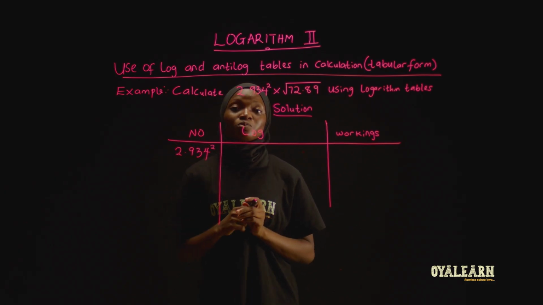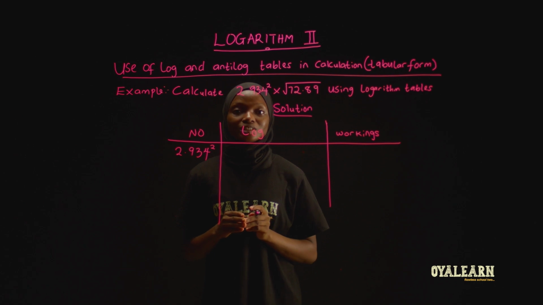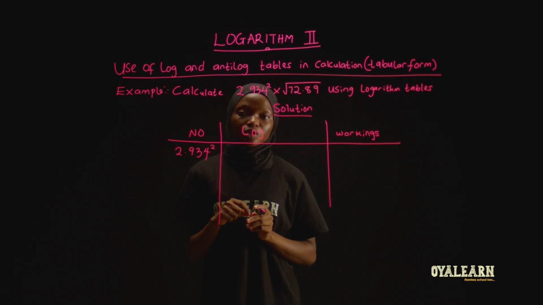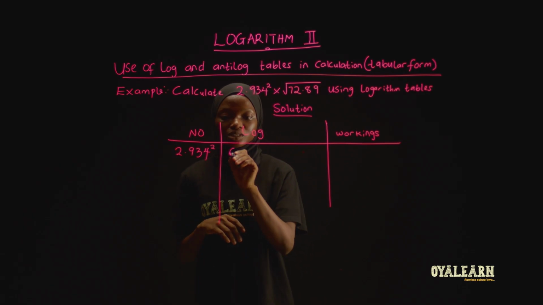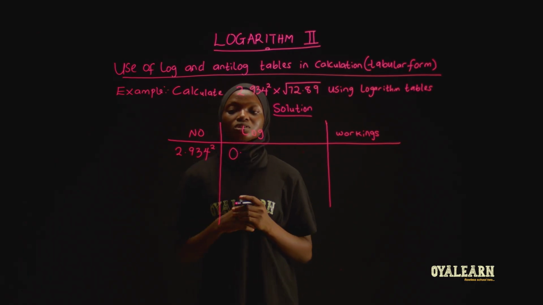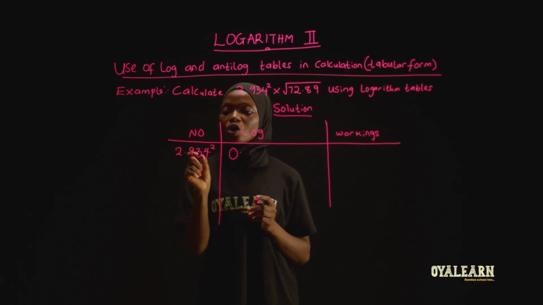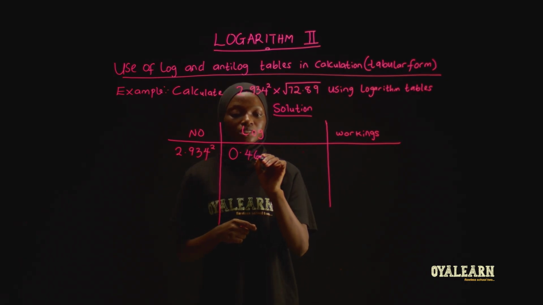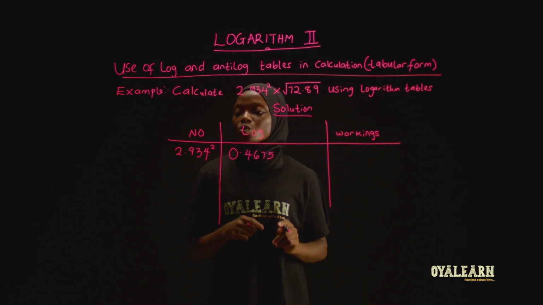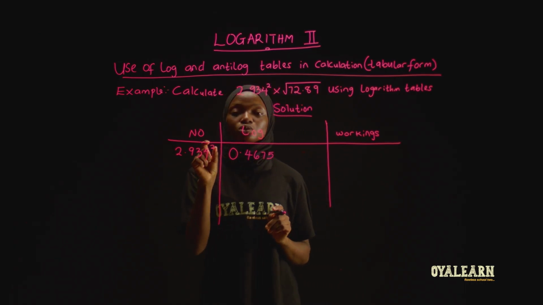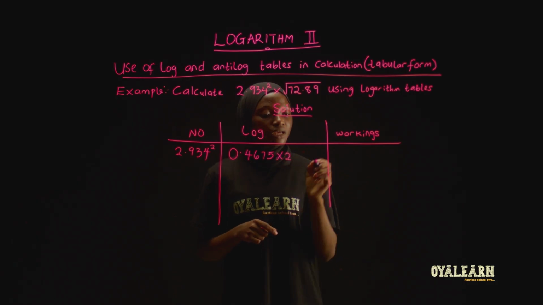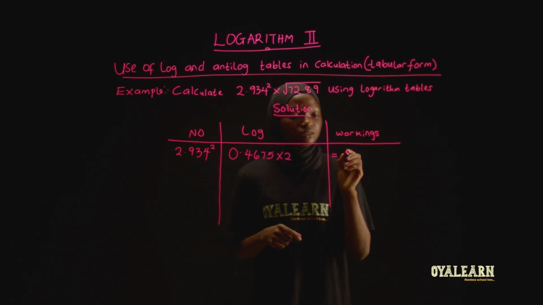And to find the logarithm of 2.934, we take the integer first. To get the integer, we count the number of digits we have before the decimal point. Here we just have one digit before the decimal point. Then subtract 1, we have 0 point. Now under your logarithm table, we look up 29 under 3, difference 4, which gives us 4675. But here we have 2.934 raised to the power of 2, that gives us times 2. And this, we can work out here.